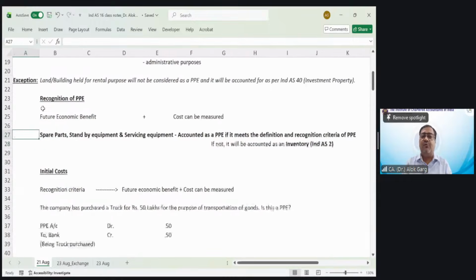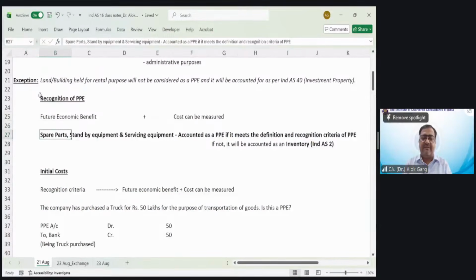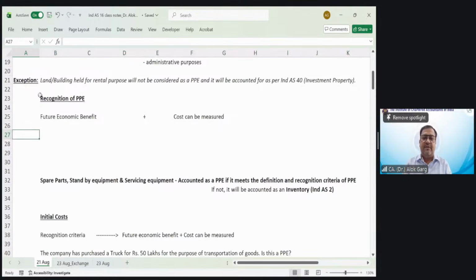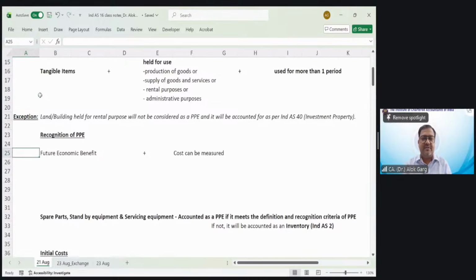My dear friends, you want me to write that example also on the Excel file? You want me to write the example on the Excel file also for the future economic benefit? Yes or no? Okay, yes, please. What about others? Okay, everyone is saying yes, sir, so that we will get the handy notes.